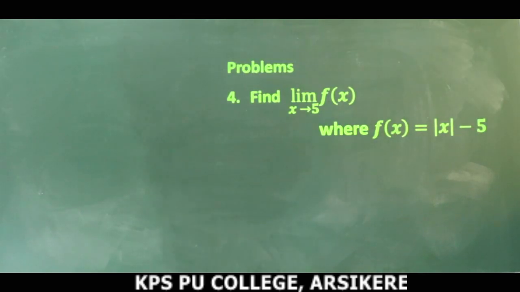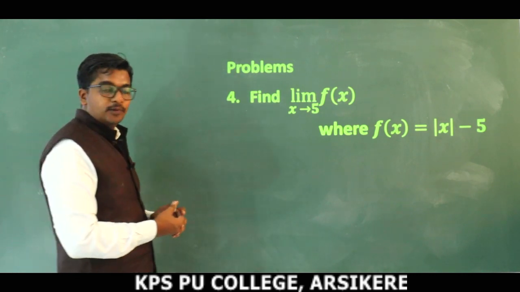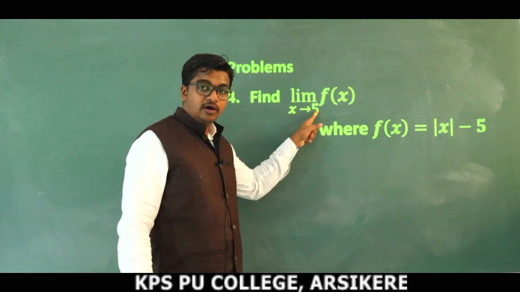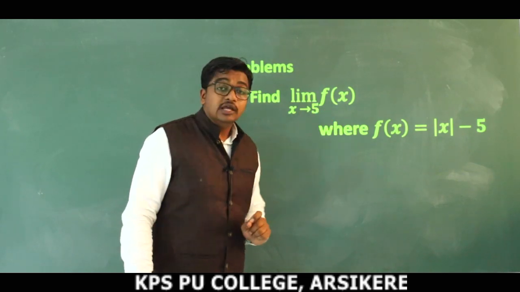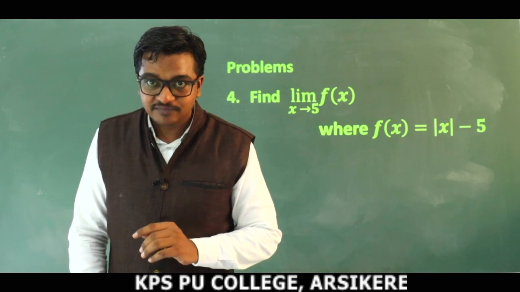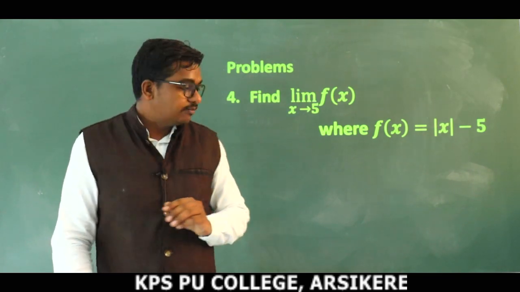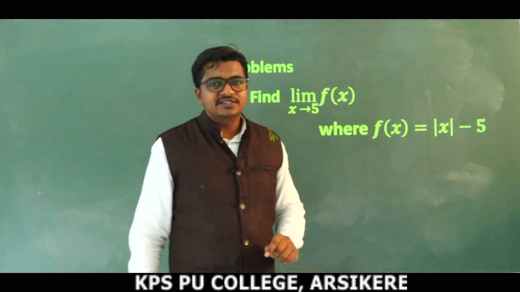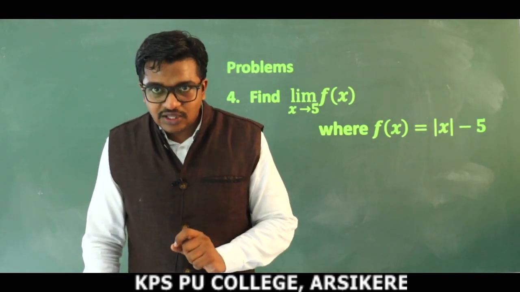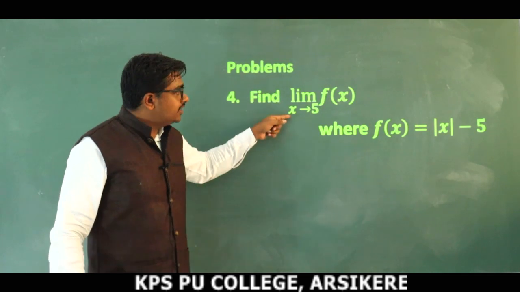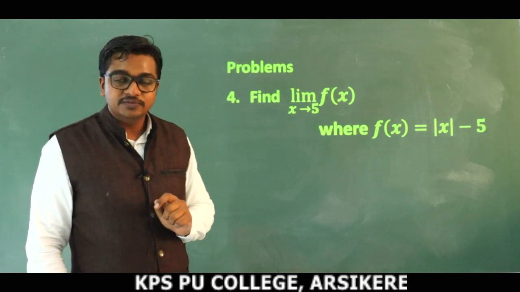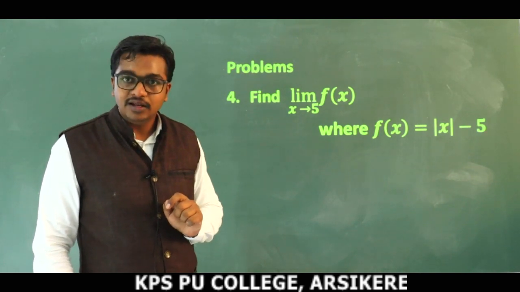Now dear students, we are moving to the next problem. Problem number 4. Find limit as x approaches 5 of f of x, where the function is given as f of x is equal to mod x minus 5. Remember, mod x changes its nature at x is equal to what? At x is equal to 0, right? But here we are finding the limit as x approaches 5, so there is no change in the nature of the function. So directly we can apply the limit.